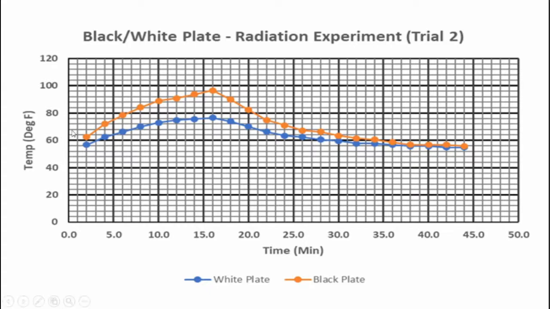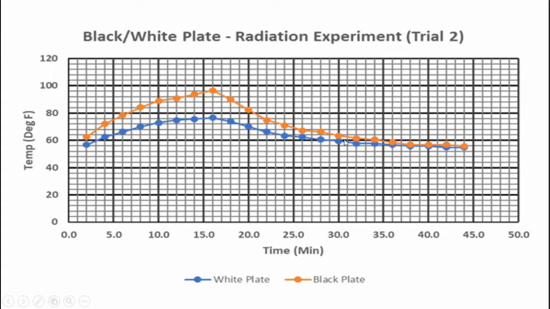That means it must be absorbing more of the thermal radiation. You'll see that the slope of the black plate data line is actually higher than the slope of the white plate. So that means it's absorbing energy at a higher rate. Now, roughly here is where I turn off the light bulb so the plates begin to cool. So here's the black plate cooling, and the slope is greater than that of the white plate. So the cooling rate is higher for the black plate.